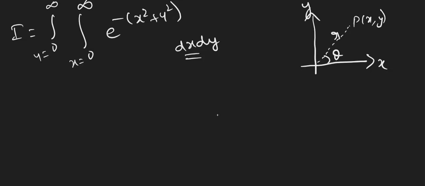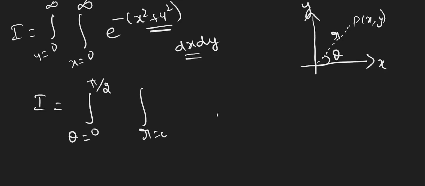Correct? So now the same substitution, x square plus y square is equal to r square. So what is the maximum limit? x varies from 0 to infinity, y varies from 0 to infinity, means 0 to pi by 2 is the maximum angle. So I will write theta as 0 to pi by 2. And r varies from 0 to infinity, because I don't know where x stops, y stops. r will not stop here. r will keep on growing because x is also growing, y is also growing. So r varies from 0 to infinity.